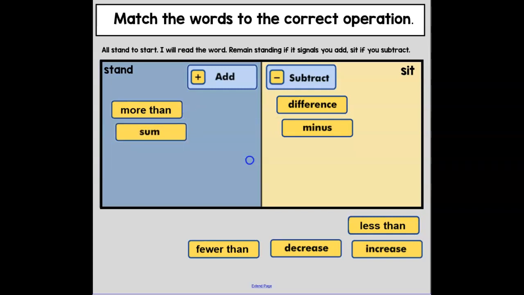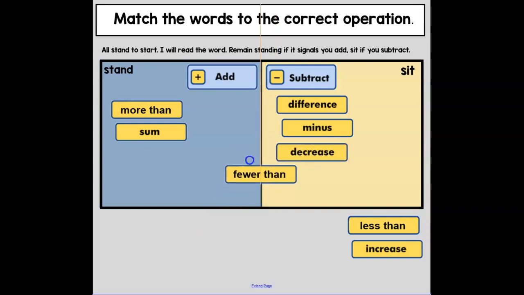Okay? How about decrease? Stand if you think that means add. Sit if you think it means subtract. If we decrease, we go down, down, down, or take some away. That would be subtract. Fewer than. Stand if you think that means you're going to add. Sit if you think it means subtract. Fewer than means subtract.